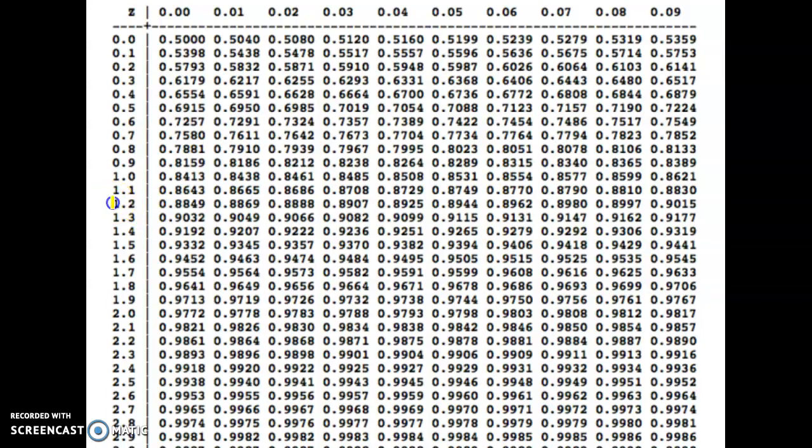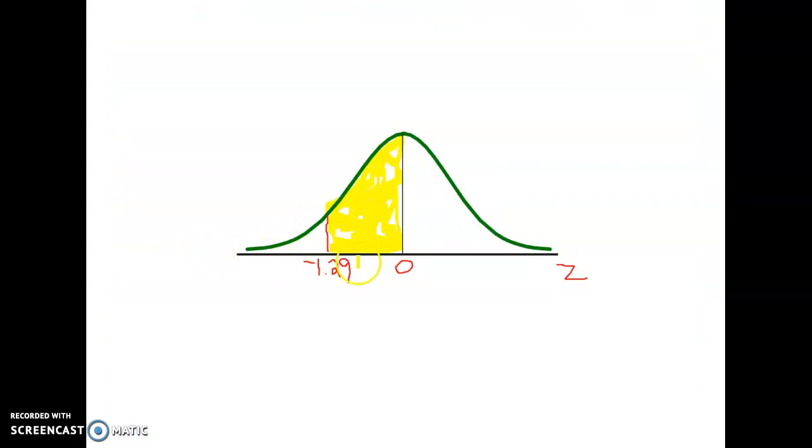So for example, I've got 1.2 here, and then I'm going to scroll across to the hundredths place, 0.09. So I'm at 0.9015. So that tells me the probability from this right tail to negative 1.29. This is important. When you're dealing with negative z-scores, the table tells you the probability of getting a value from the right tail to that point. It's the opposite of when we used a positive z-value.